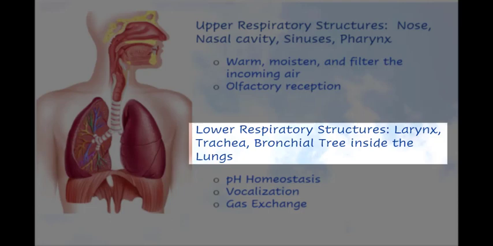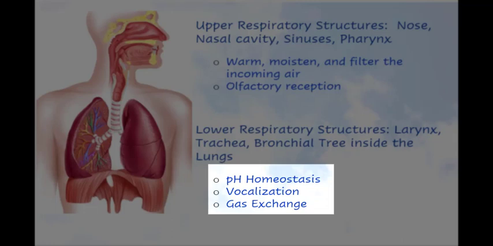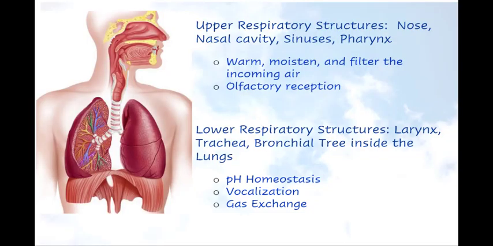The lower respiratory structures include the larynx, the trachea, and the bronchial tree, which is located inside your lungs. The larynx is commonly referred to as your voice box because it houses your vocal cords. In addition to vocalization, the lower respiratory structures are involved with pH homeostasis and gas exchange. Oxygen in, carbon dioxide out.